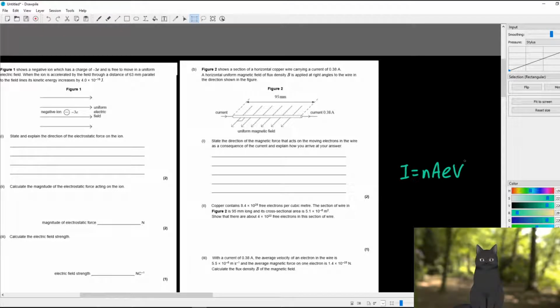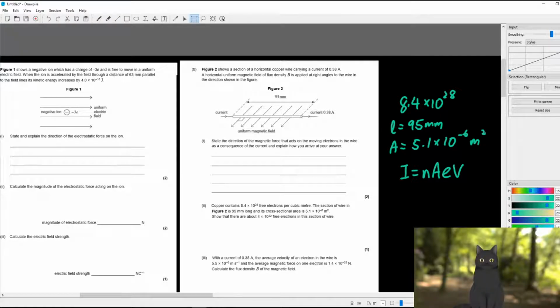What did they give? They say copper contains 8.4 times 10 to the power 28 free electrons per cubic meter. The section of wire is 95 mm long, so 95 mm is the length. Cross sectional area is 5.1 times 10 to the power negative 6 m squared. Show that there are about this amount of electrons in this section of wire.